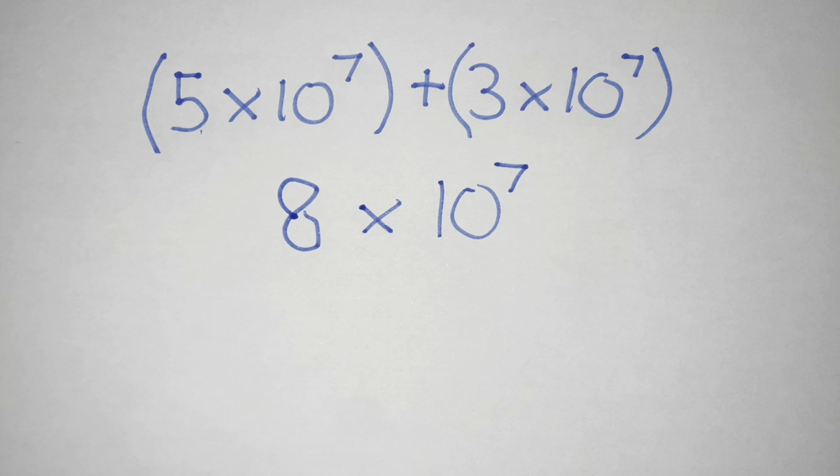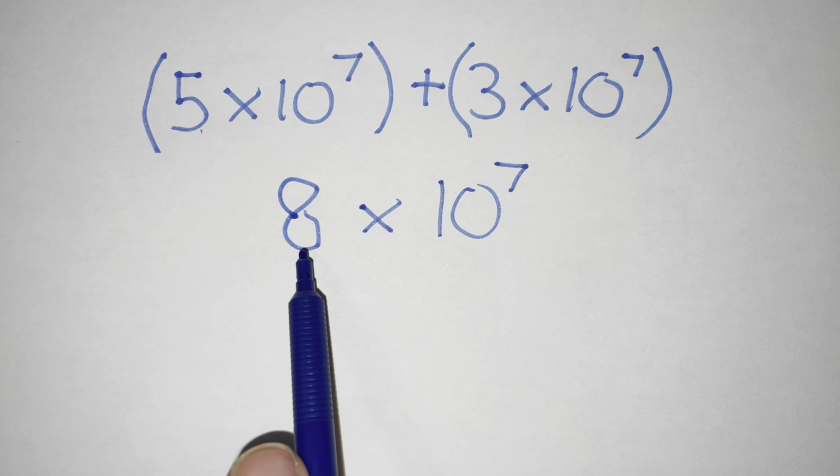Now we just need to check that it is still a number in standard form. We still have a number between 1 and 10, multiplied by 10 to the power of an integer. So I'm happy this is still standard form. So my answer is 8 times 10 to the power of 7. Let's take a look at another example.